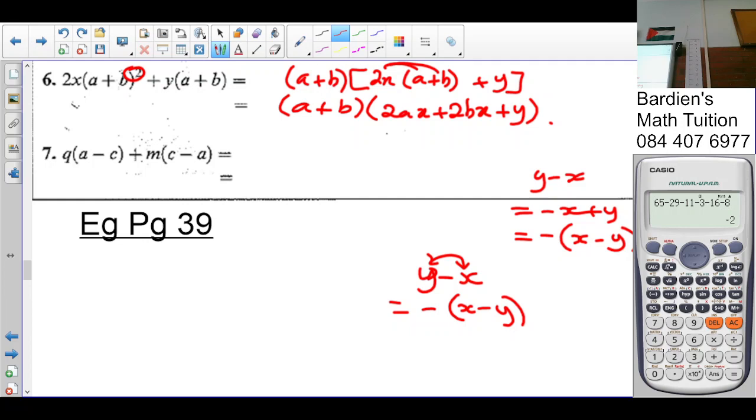Okay, likewise, if I got 2 into b minus a, the same as saying that the negative is going to come out, negative 2 into a minus b. We're not going to put it between the bracket and the 2 there. Can you see that, people?